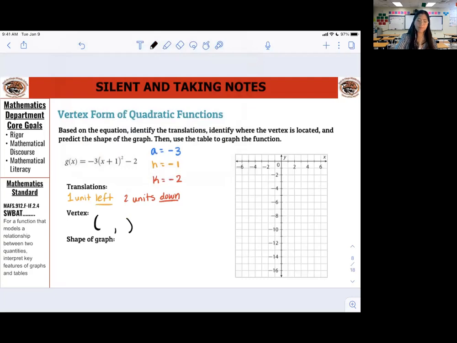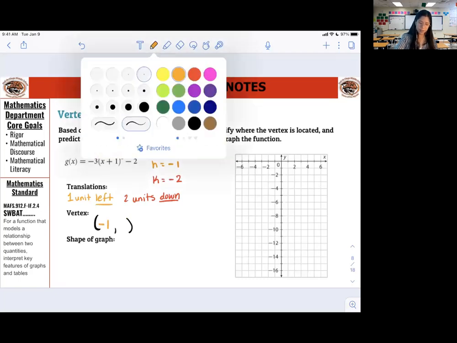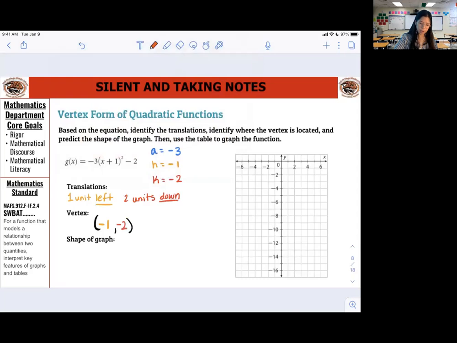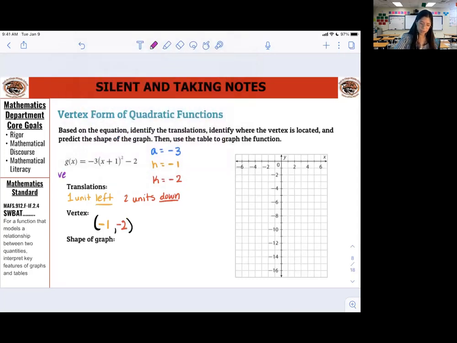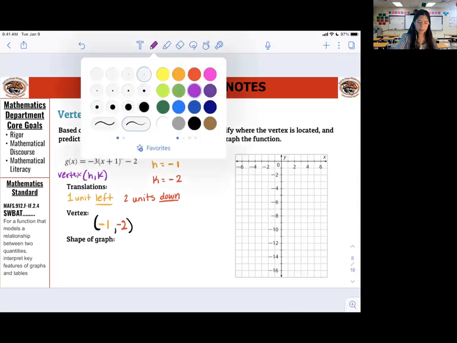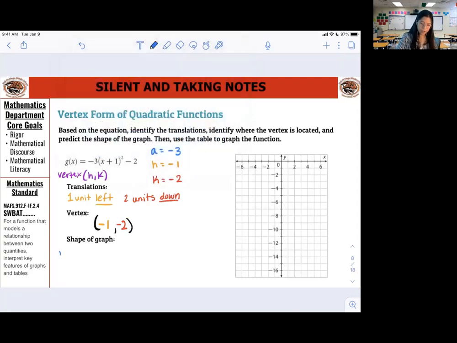-1, -2. You got it. -1, -2. H, K. So I'll write that down one more time. The vertex is always going to be at H, K. So -1, -2. And then finally, since A equals -3, what's this graph going to look like?